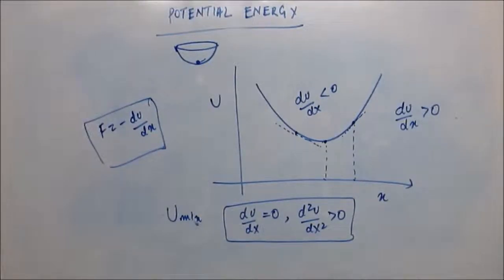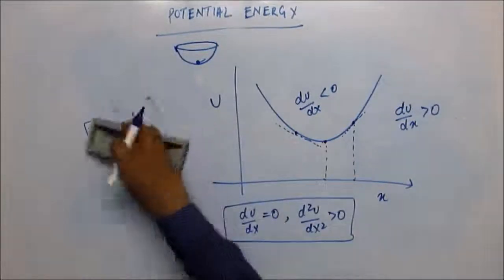These two conditions will satisfy that this is at minima. So if we have any expression of potential energy, then we can find du by dx and check if du by dx is 0, and we can also check if the double differentiation of potential is greater than 0. If a point satisfies these two conditions, then that point will be a point of minima. Okay, so just to quickly check, I'll give you one expression and you see.